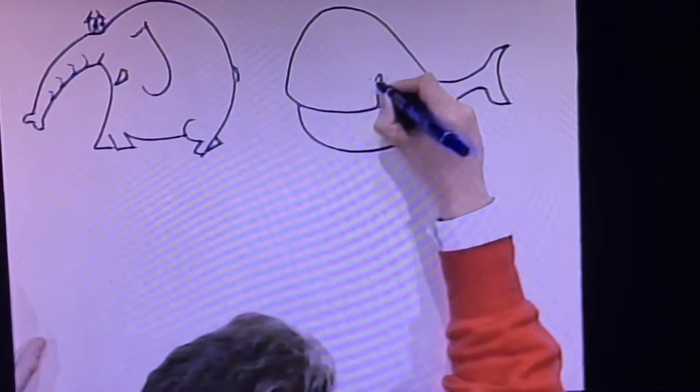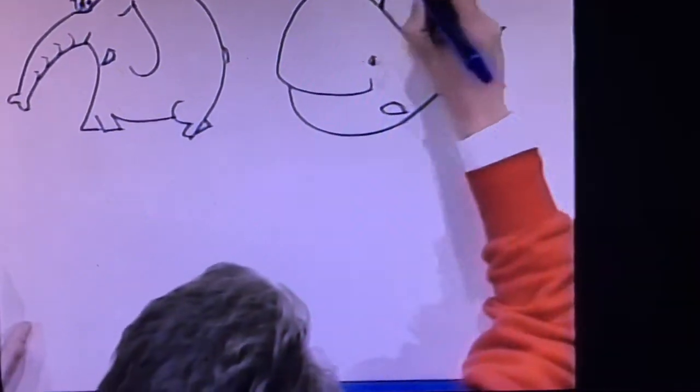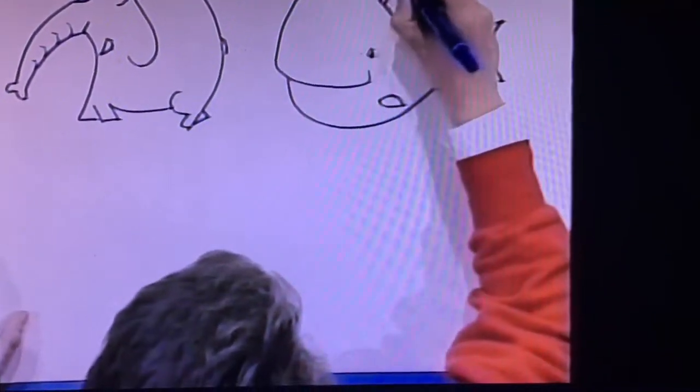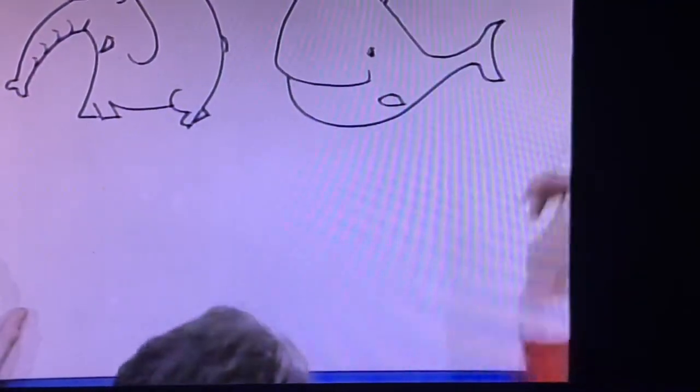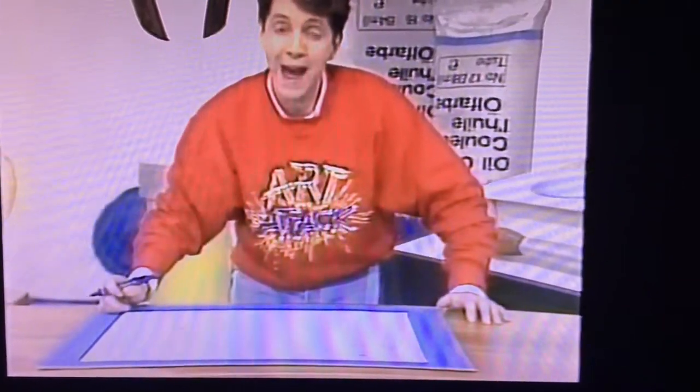Then they've got a little eye. Put that in. Put a flipper on there. And they've always got these spurty, spouty bits at the top. So I'll put that in. There it is. Again, just keep it very simple. Cartoon of a whale.